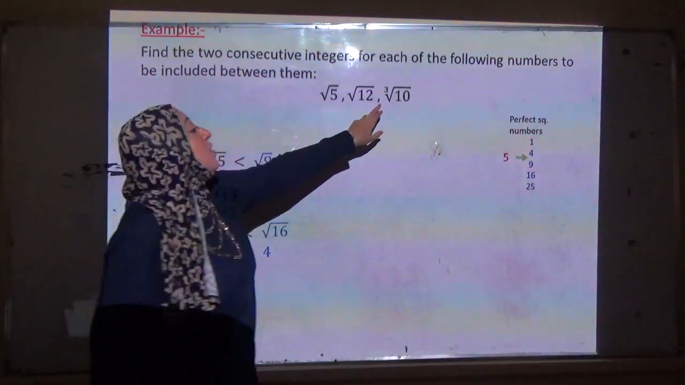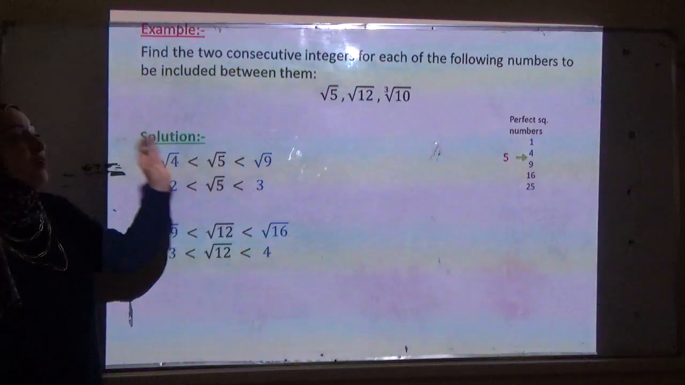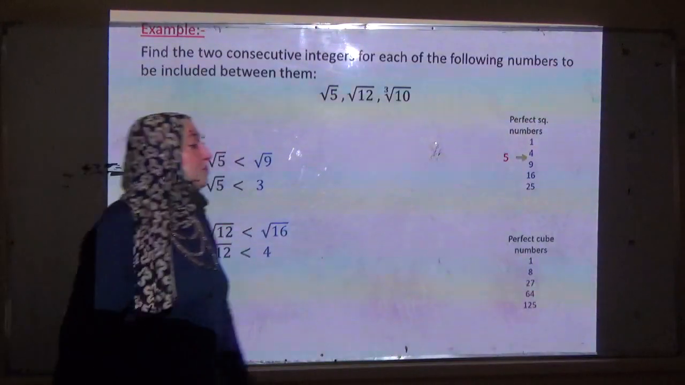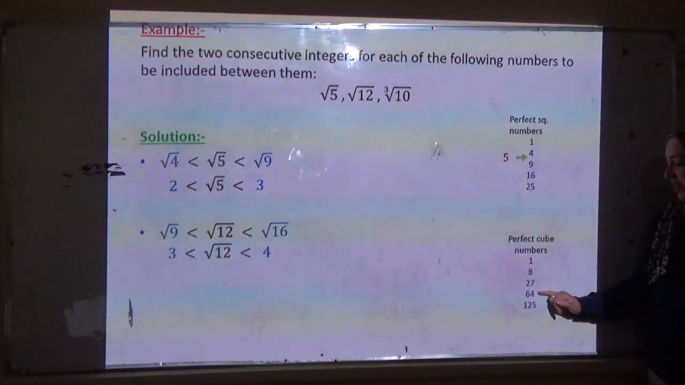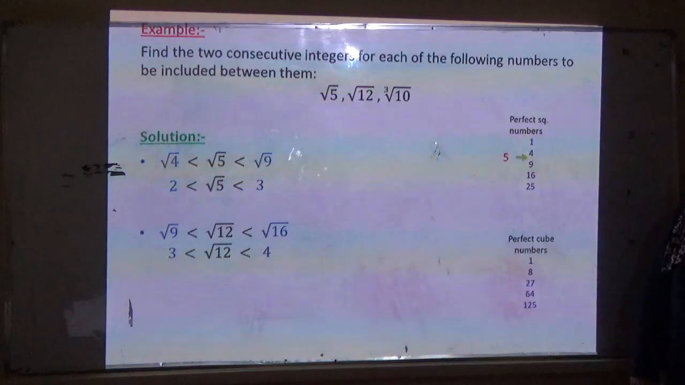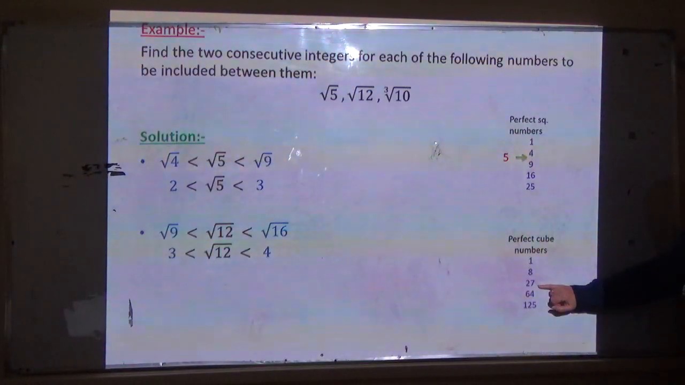The last one, the cube root of 10. We have to write the perfect cube numbers. Our perfect cube numbers: 1, 8, 27, 64, and 125. Now, search for cube root of 10. 10 lies between 8 and 27. Then cube root of 10 lies between cube root of 8 and cube root of 27.